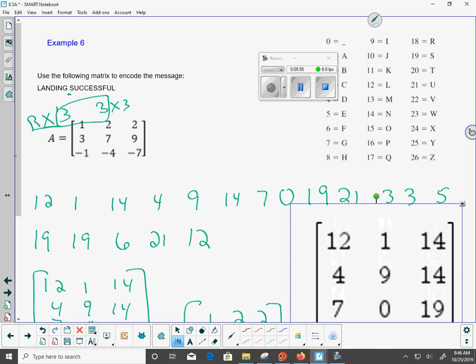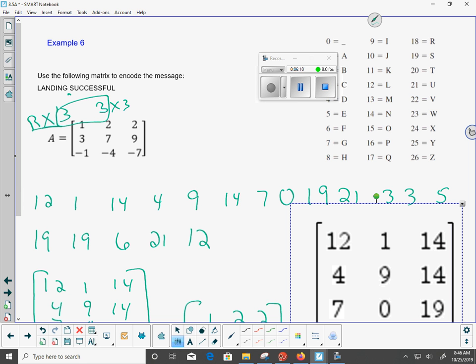Okay, any questions on how to do that? Because you will be expected to do one on your own. Write a message, pass the message to a friend, and have a friend decode it. So what's the answer? I mean, what's the final answer that you would write down?